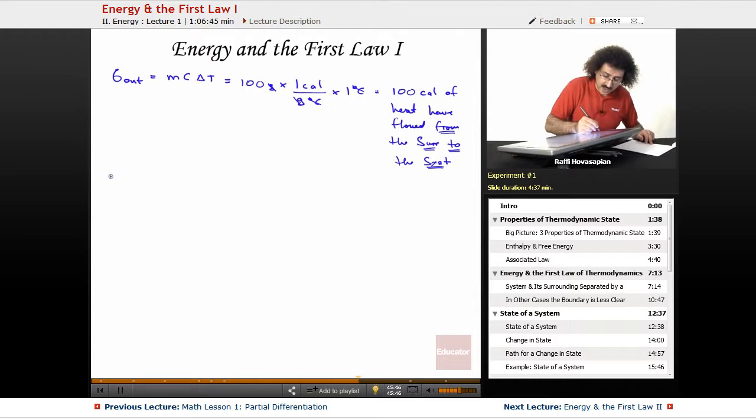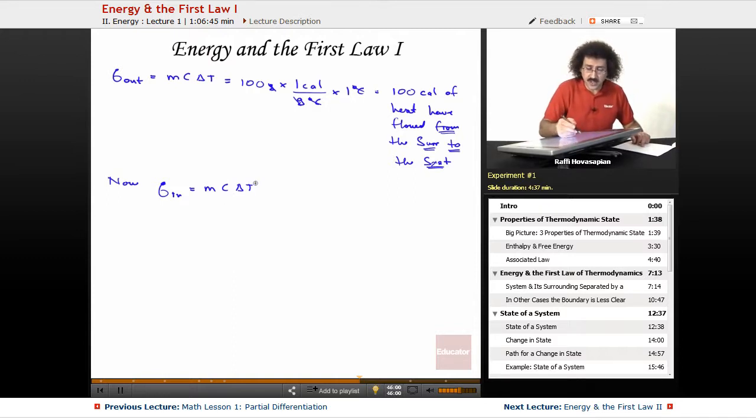Now, let's calculate the amount of heat that has flowed into the beaker and find out its temperature. Again, Q in, the system, is equal to mcΔT. In this case, we know what Q is. Q is 100 calories of heat. 100 calories have flowed into 25 grams of water. It's still water, so the specific heat is 1 calorie per gram per degree Celsius. We want ΔT. When we solve for ΔT, we find that ΔT is 4 degrees Celsius.